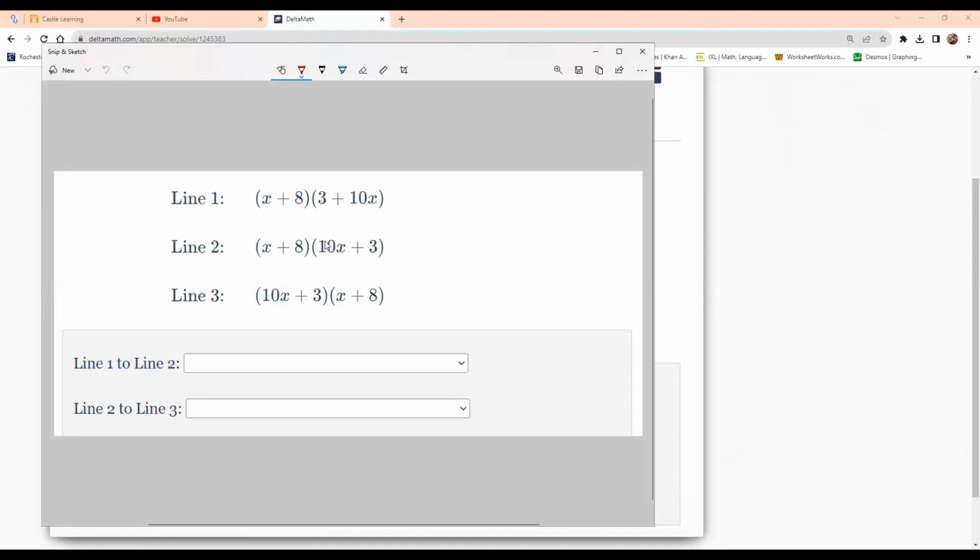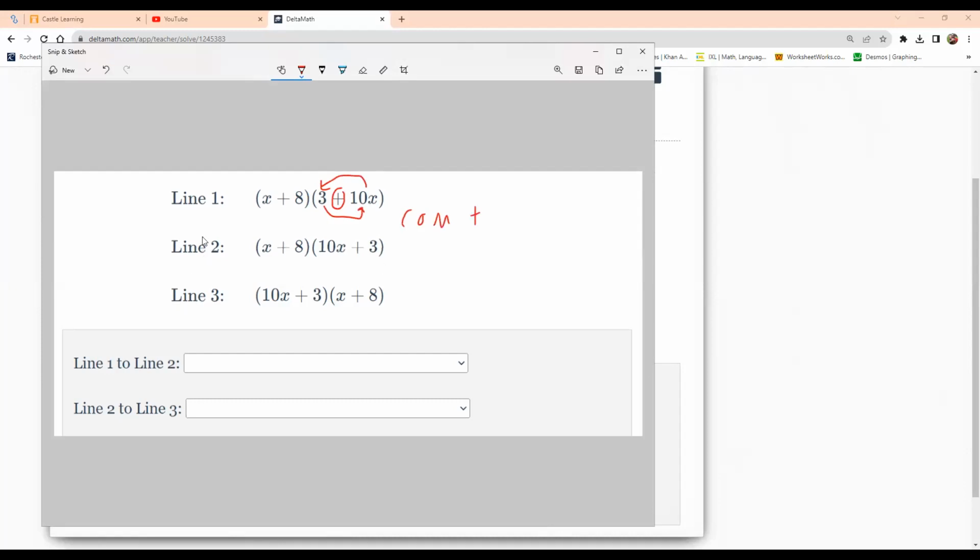So what changed? The only thing that changed is the 3 took the place of the 10x, and the 10x took the place of the 3. So they commuted, and they're commuting around the addition sign. So this is commuted, right? So it's the commutative property of addition.